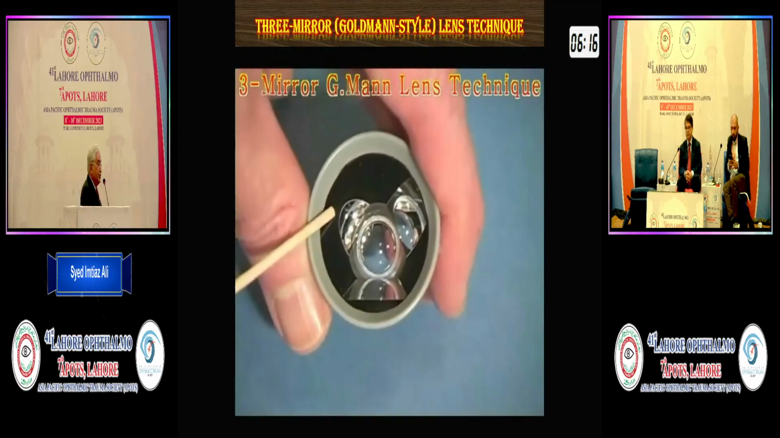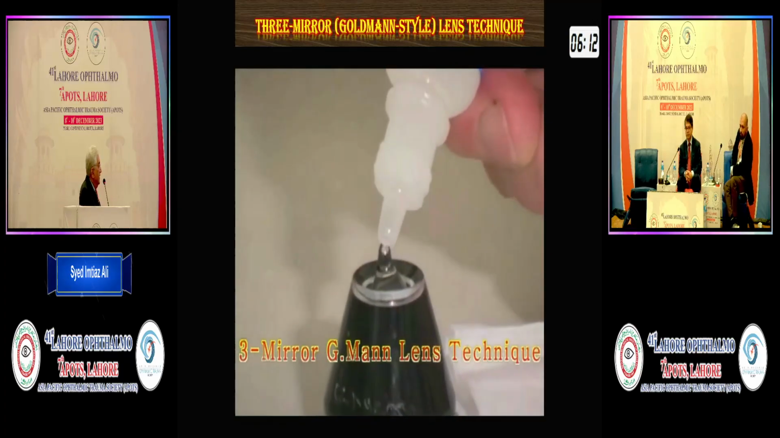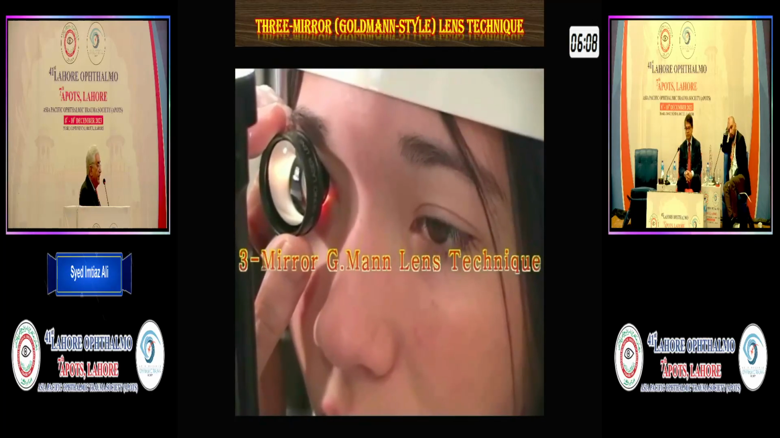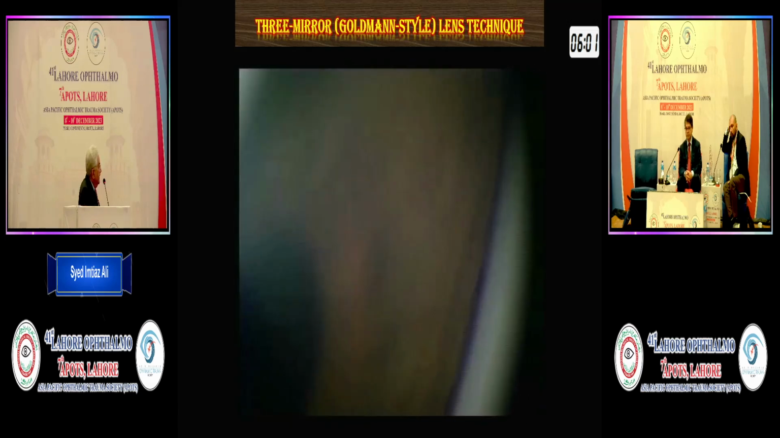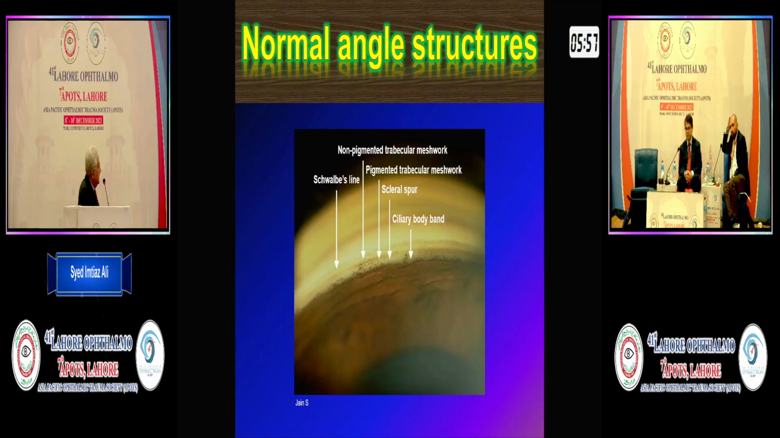And this is the most commonly used 3-mirror lens. It is available everywhere, and you use a coupling fluid with it, and apply it as you do in a retinal examination, and keep rotating the lens, and this is what you're going to see. This is the normal angle structures.